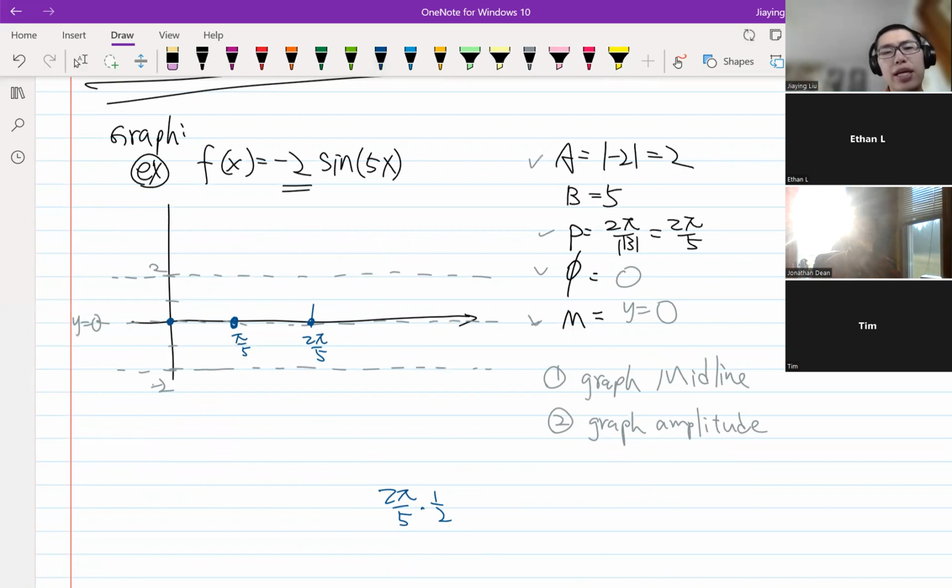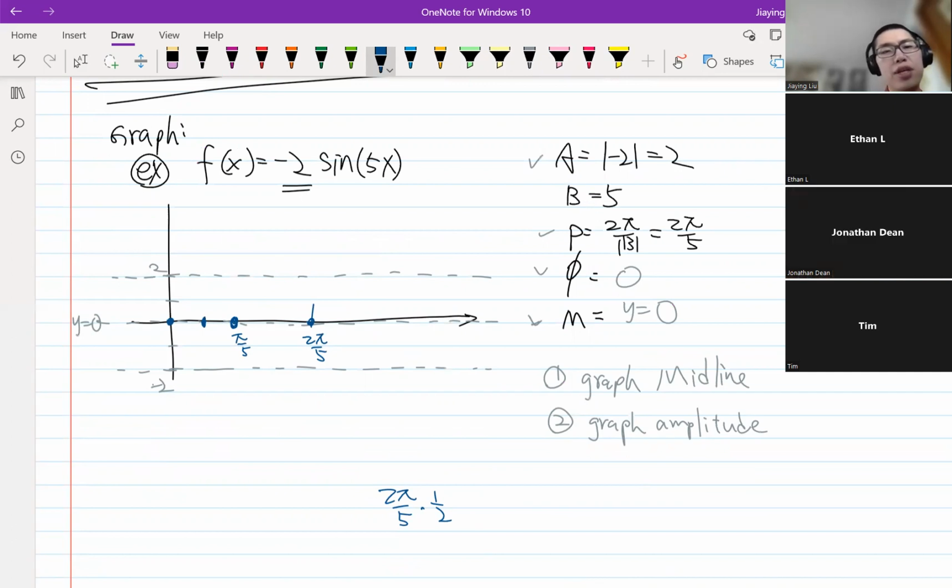That's a halfway point. And then from there, I'm going to add another halfway point for the first 2 points, from 0 to pi over 5. So it's halfway of that. So that's pi over 10. And I'm going to add another halfway point for the second half. So if we have pi over 10, 2 pi over 10, this must be 3 pi over 10. And then 2 pi over 5 is 4 pi over 10. So now I have 4 quarters.